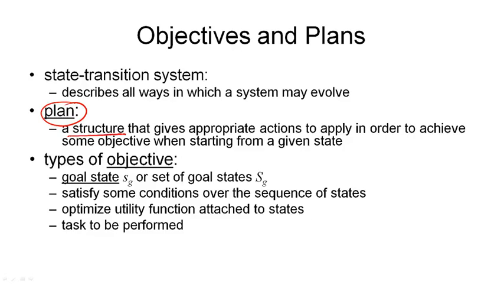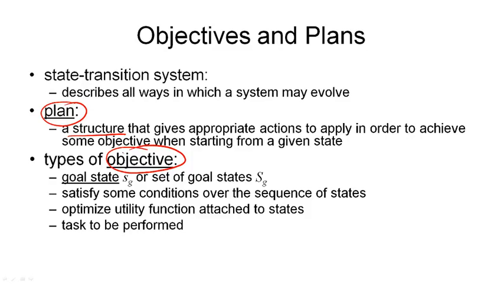A simple example of such a structure would be to have a sequential list of actions that we need to perform in order. A more complex structure could be a function that maps states to actions, so that when we are in a given state we can use that function to decide what action to apply. A plan implicitly describes a path through our state transition graph. So when we execute a plan, we expect to end up in a state in which our objective is satisfied.